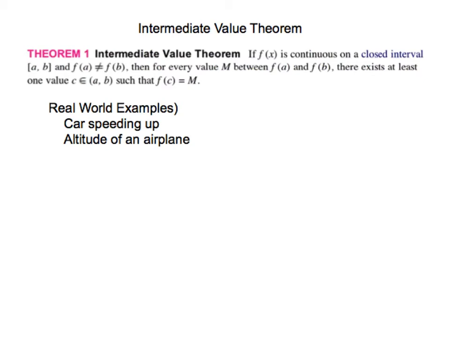Okay, so theorem 1, the intermediate value theorem, states: if f of x is continuous on a closed interval from a to b, inclusive, and f of a does not equal f of b, right? The y values are not the same. Then for every m between f of a and f of b, there exists at least one c value that belongs to [a, b], such that f of c equals m.